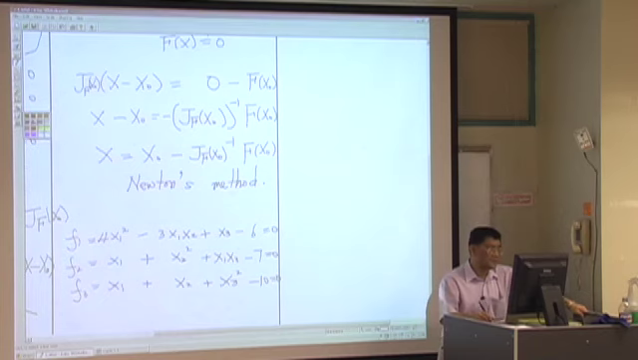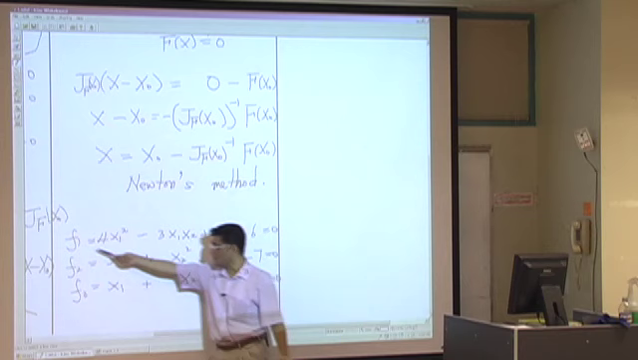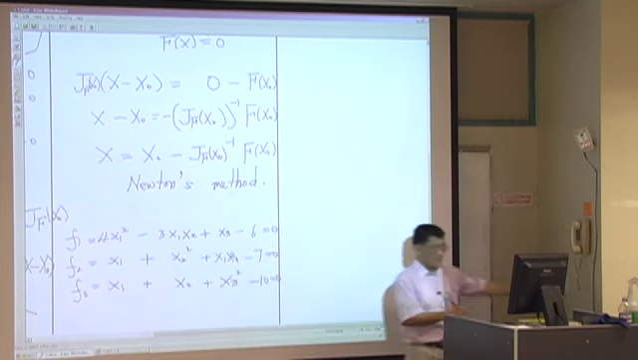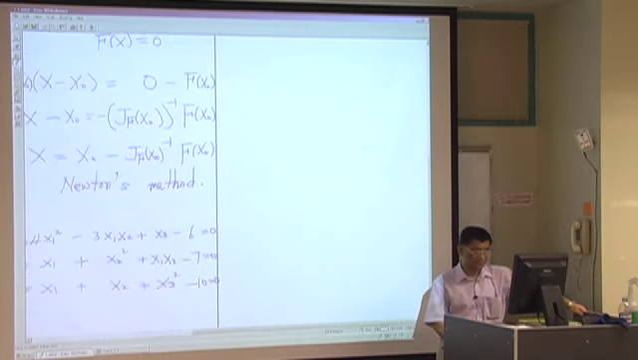I am attaching these things to the equation, right? The first equation has the name f1, second equation has the name f2, and so on. And then capital F is the vector function like this. Then the Jacobian should be found. So let's find the Jacobian of this function.